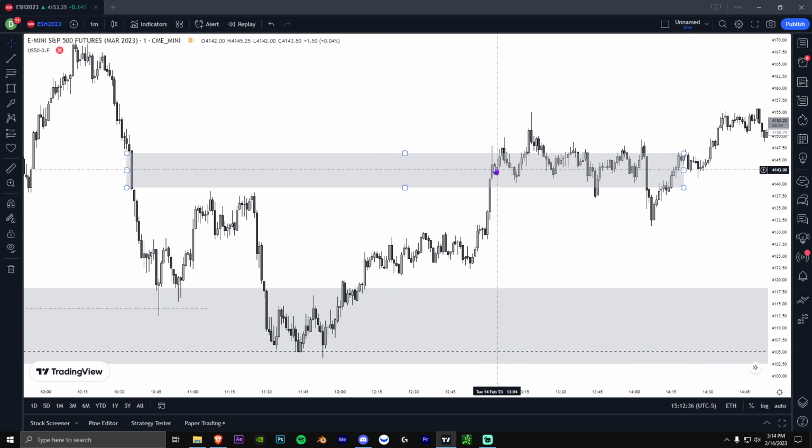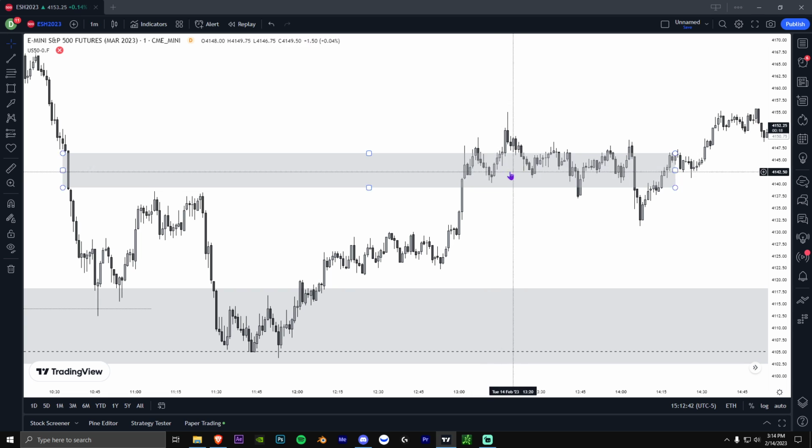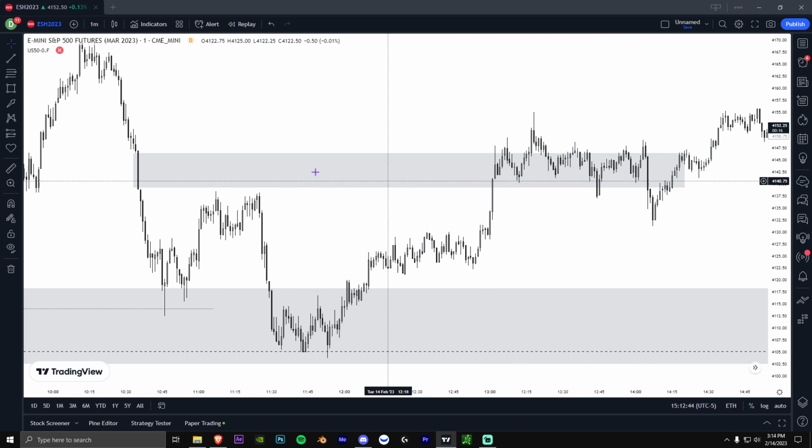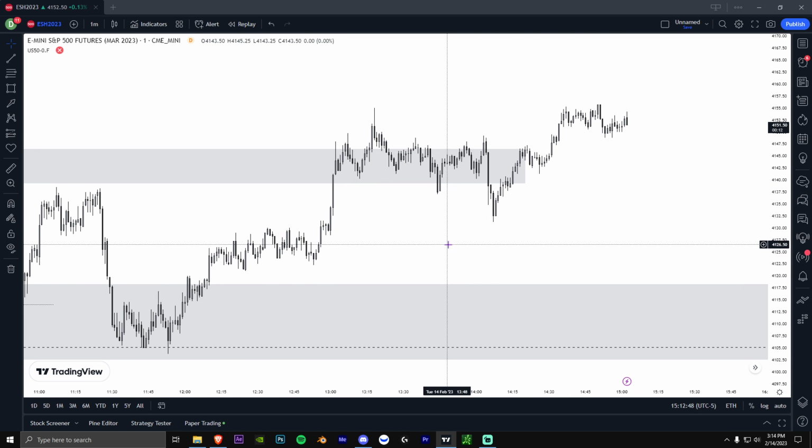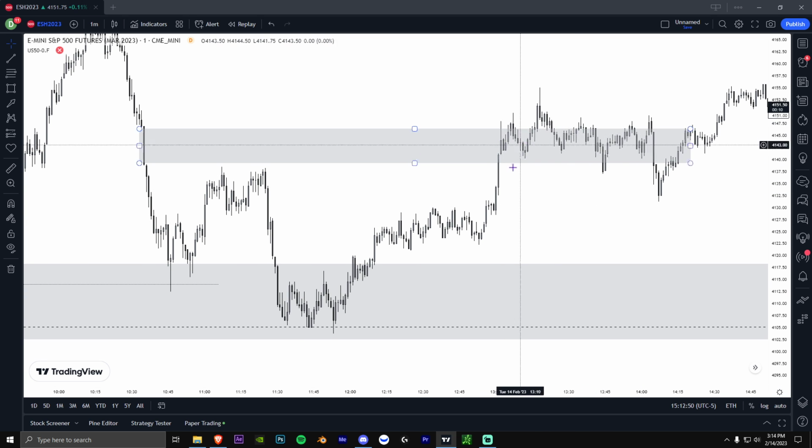Okay, and what ended up happening was we end up hitting it, okay, and you can see how we end up hitting it, we reject a little bit, and then we just go over it, and it looks like it's not even there. Like if you did not have a zone here, it looks like there's not any zone here, so this is just invalidated this time. And you can just see we squeeze kind of right through it, okay?